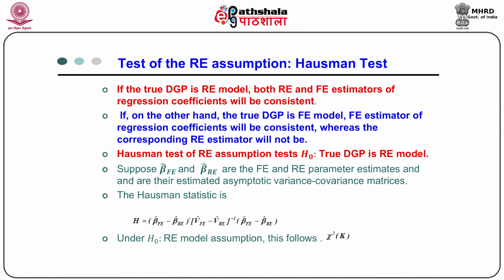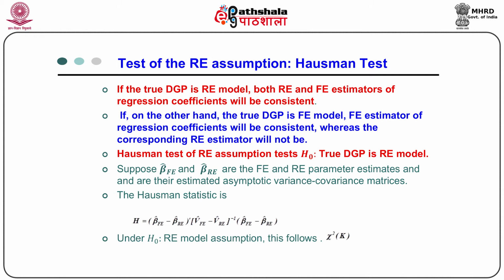Now, if the true DGP is the random effect model, both the random effect and fixed effect estimators of the regression coefficient will be consistent. If, on the other hand, the true DGP is the fixed effect one, the fixed effect estimator of the regression coefficient will be consistent, whereas the corresponding random effect estimator will not be. So, the Hausman test of the random effect assumption tests H naught: the true DGP is the random effect model.